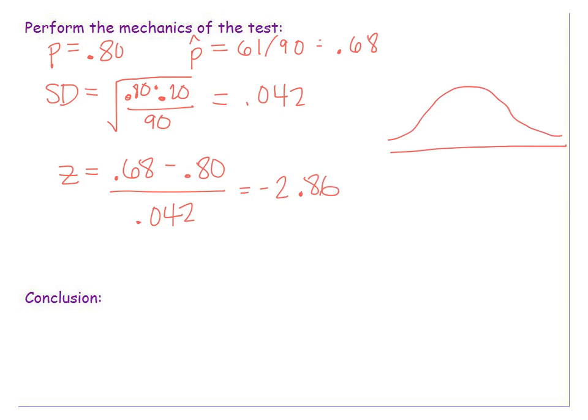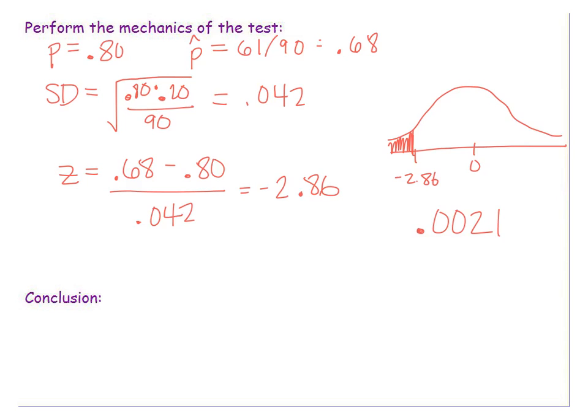So if we draw our model, and we always know zero's in the middle, negative 2.86 is somewhere way over here. Now, what were we trying to test? Less than or greater than? Well, in this case, we were still doing less than, so we're shading to the left. So pick up your blue sheet, go to the negative side, find negative 2.86, and I get 0.0021.